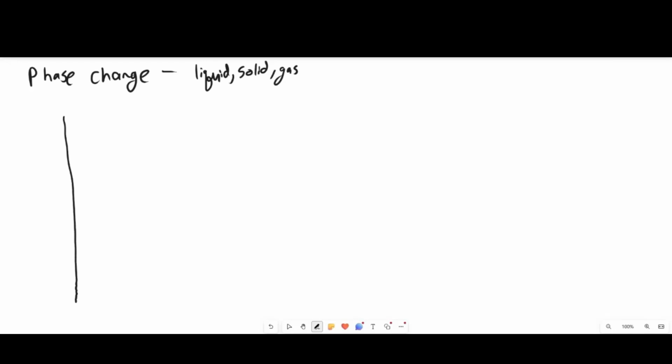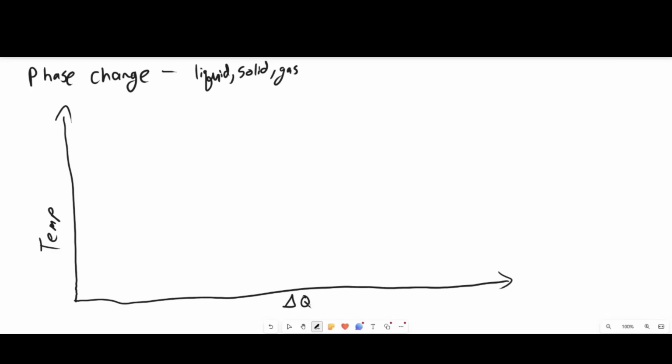And let's make a graph where we have temperature on the y-axis, and we have the change in heat on the x-axis. And let's just do this for water. And let's say we start with ice down here in the bottom left corner. We increase the temperature of that ice. And what happens if you make ice too warm? It'll start to melt.